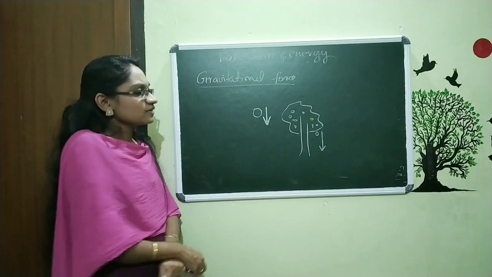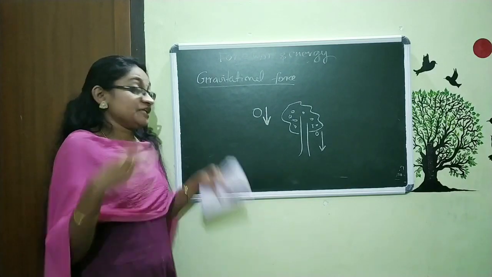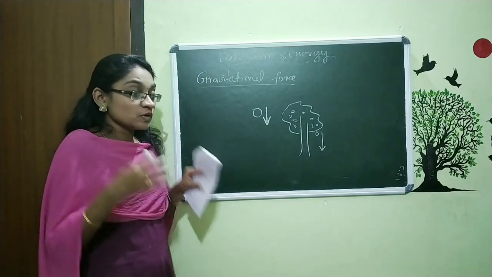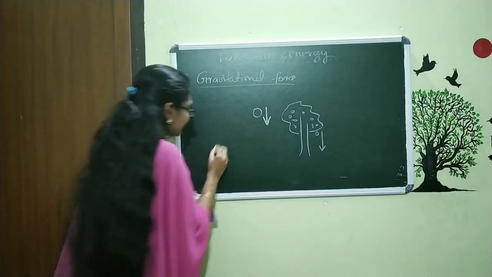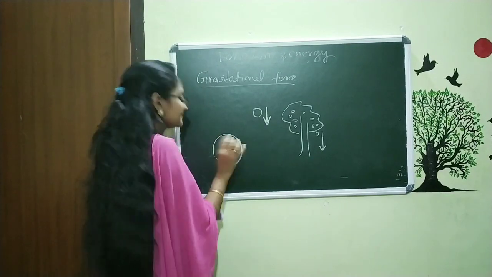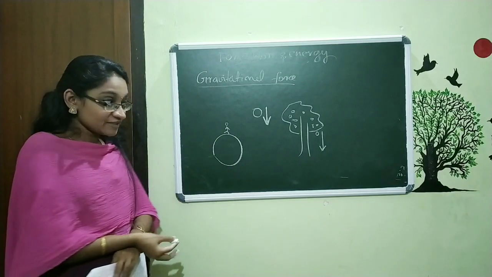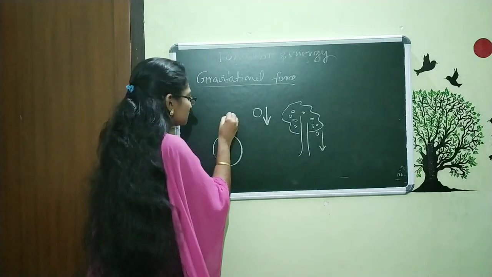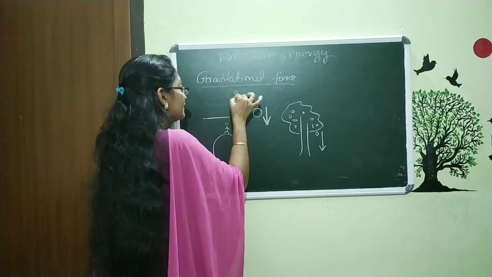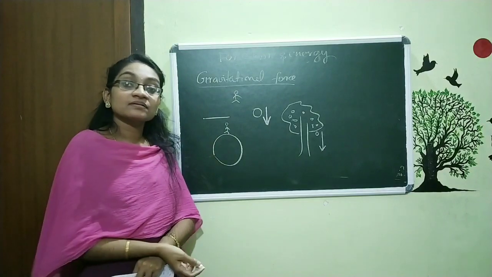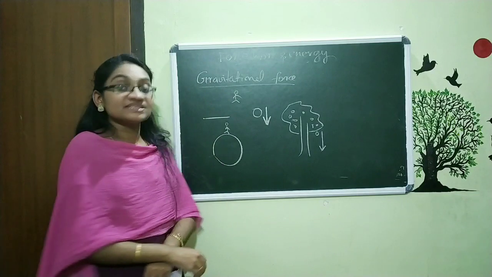Another example is this. We are jumping on the earth. Is it possible to jump very high? Is it possible for a person to jump to the height of a 10-storey building? This is our earth. One person is here and he can jump within a particular limit. If this is the limit, it's not possible for the person to jump very high. Why? In all these cases, the reason is the gravitational force.